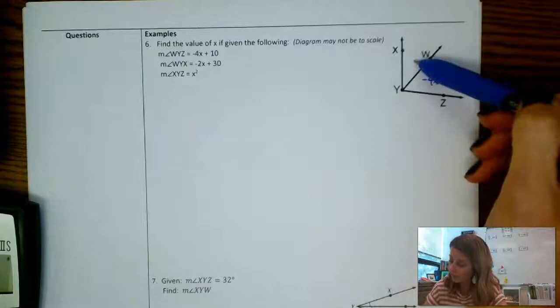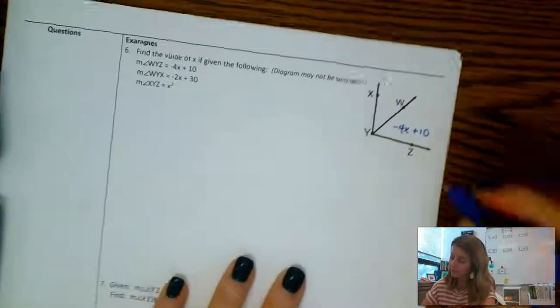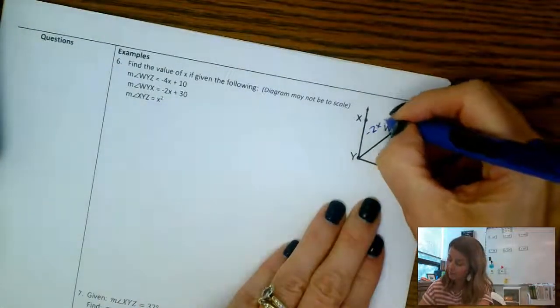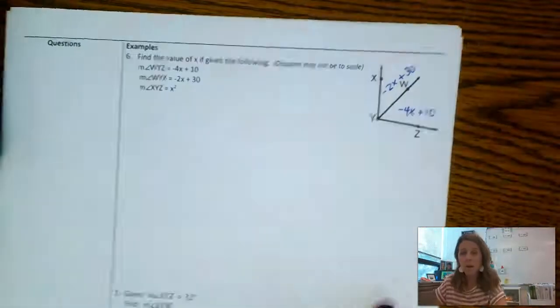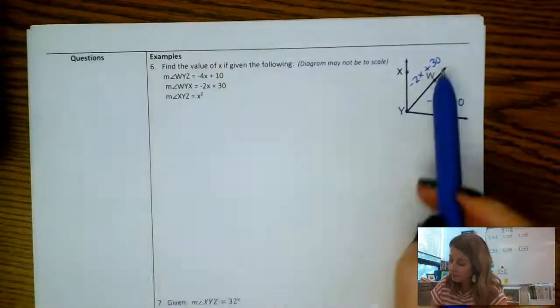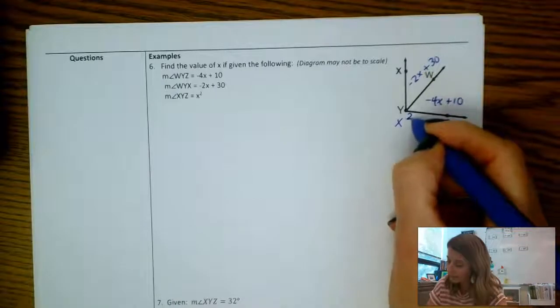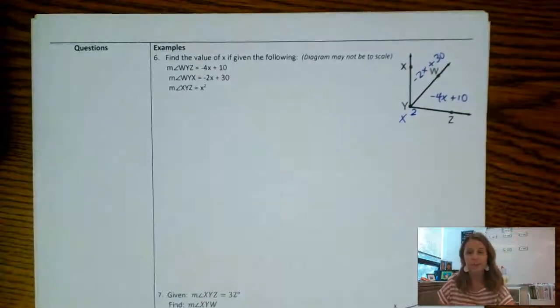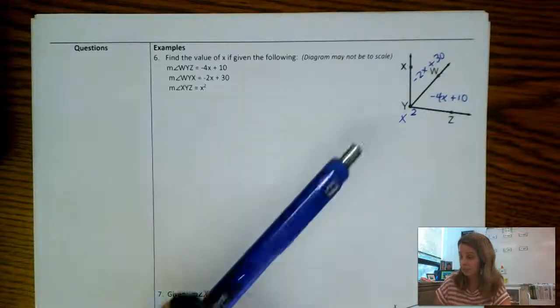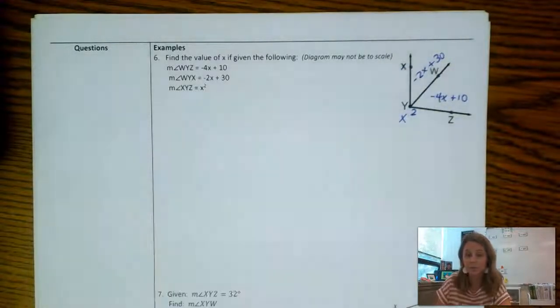WYX is the other one. It is negative 2x plus 30. And the measure of XYZ, the whole thing, is x squared. So I usually put that on the outside if it's the whole thing. I'm not told that this is an angle bisector, so I cannot set these equal to each other.